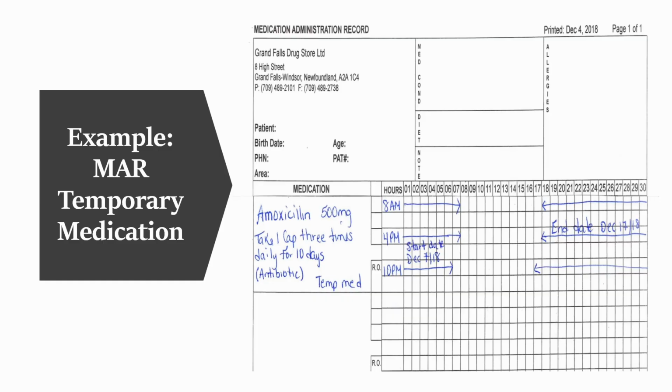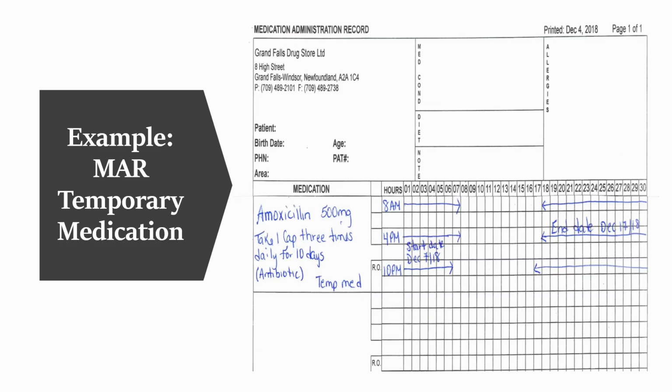Please see sample MAR of documentation of a temporary medication, amoxicillin 500 milligrams. Take 1 cap 3 times daily for 10 days. Admin times are outlined as follows: 8 a.m., 4 p.m., and 10 p.m. Note it has been identified on the MAR as a temporary med as well as what the medication is for, for example, antibiotic. Start date for this medication is December 7th at 10 p.m. and the end date is December 17th at 4 p.m.